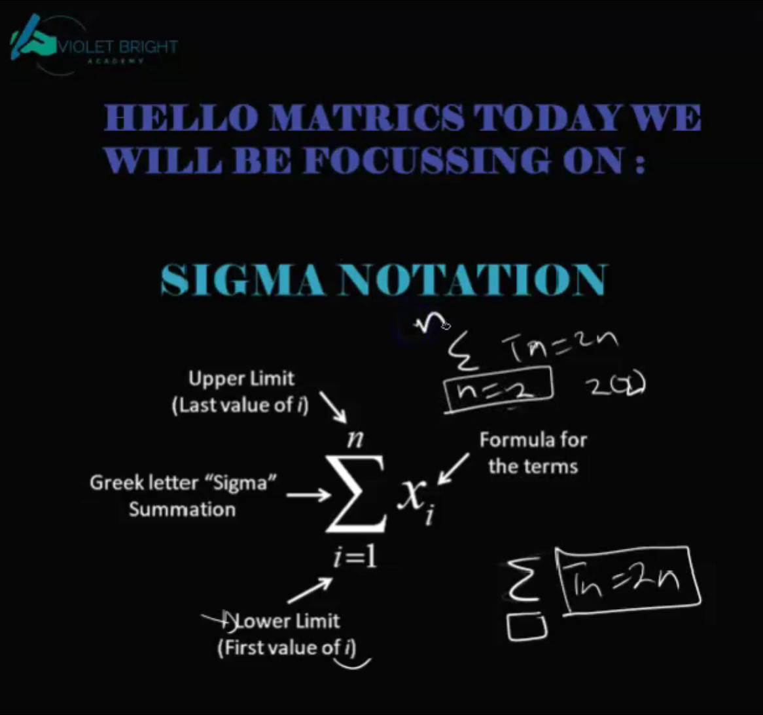This is the upper limit, the last value of the sequence. Let's say, for example, we have 10 at the top. It means the last term of the sequence is t10. Let's try finding t10. It will be the last term of the sequence. t10 equals 20, so the last term of this sequence will be 20. And on the side here is the formula for the terms, the equation of how you find the terms.